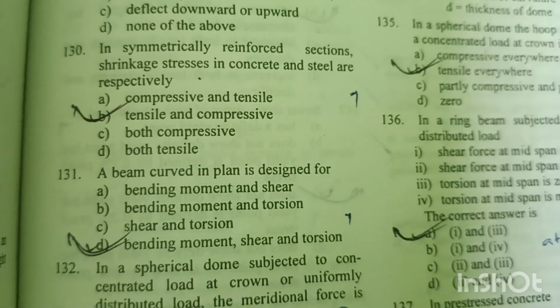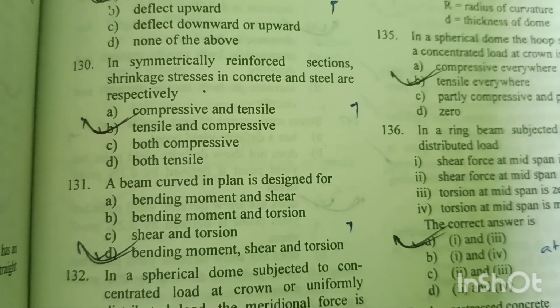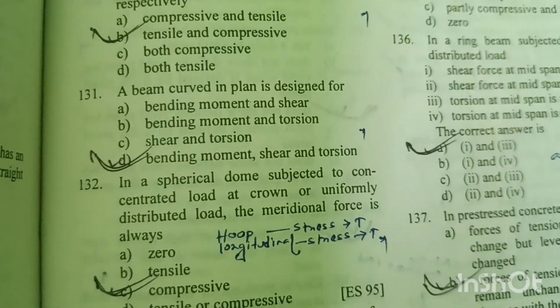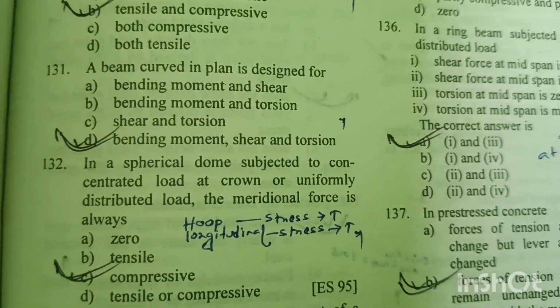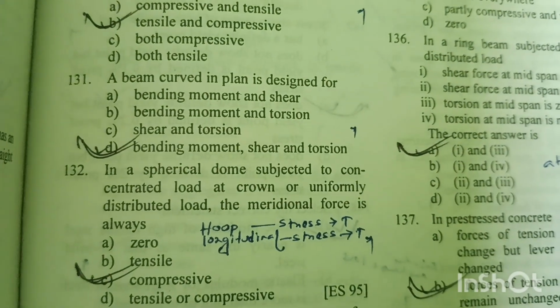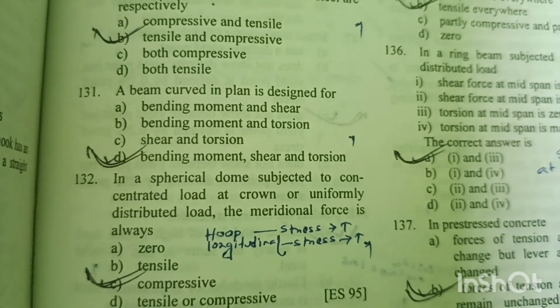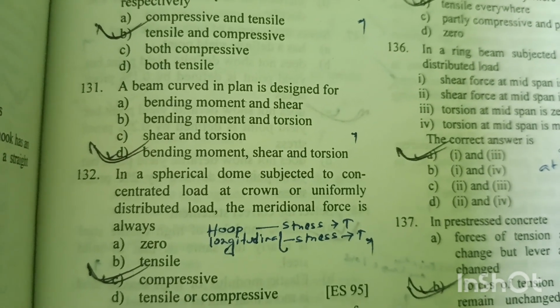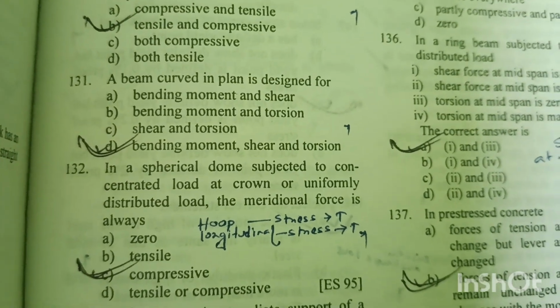Question number 131. A beam curved in plan is designed for bending moment, shear and torsion. Option D is right answer. Question number 132. In a spherical dome subjected to concentrated load at the crown or uniformly distributed load, the meridional force is always compressive. Option C is right answer.